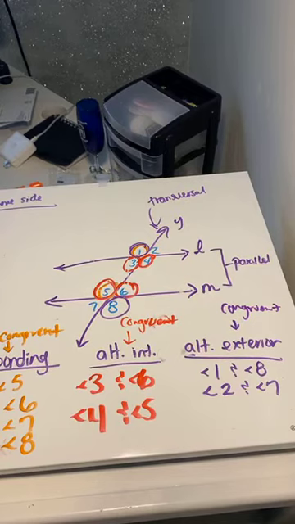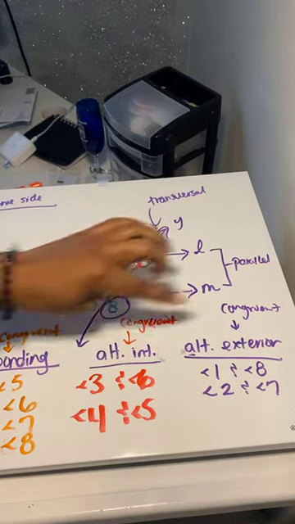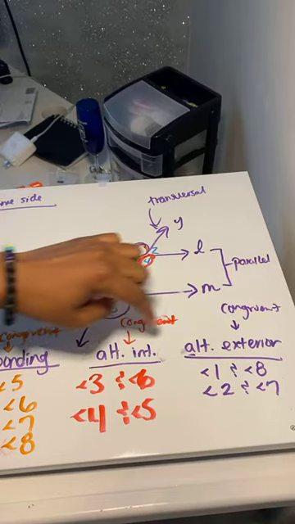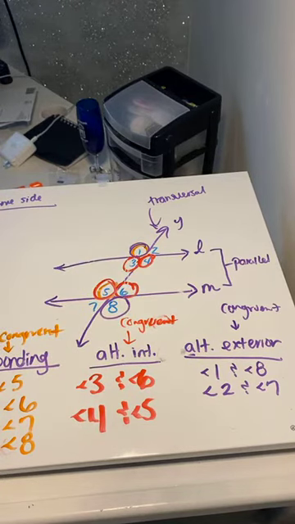So the cool thing about this is all you have to remember is which pairs match. They're always congruent for these 3: corresponding, alternate interior, alternate exterior. All right?